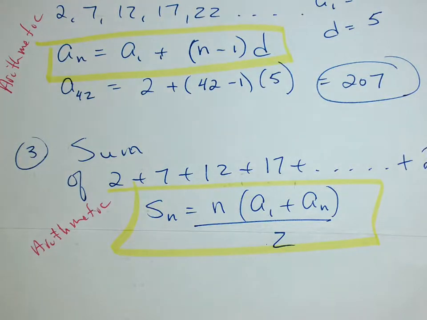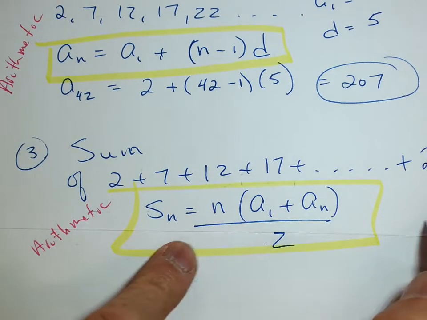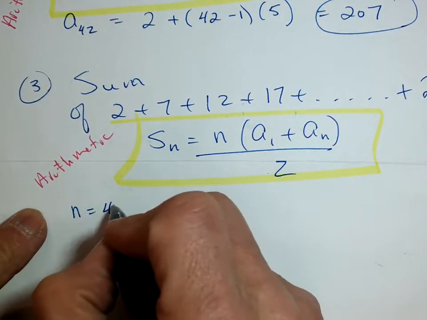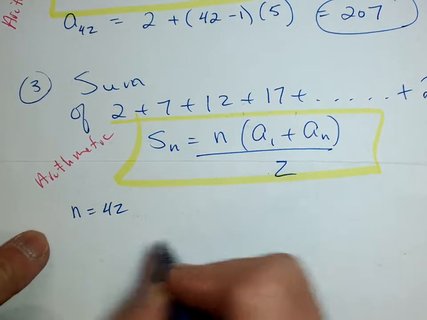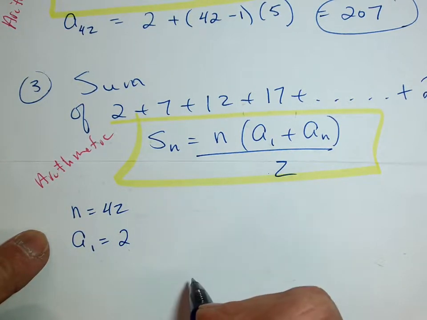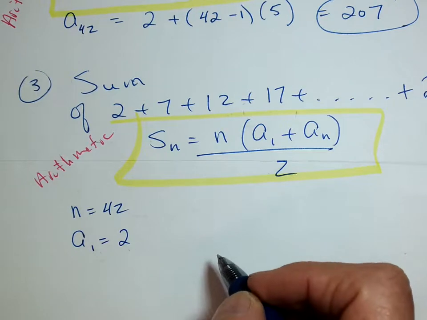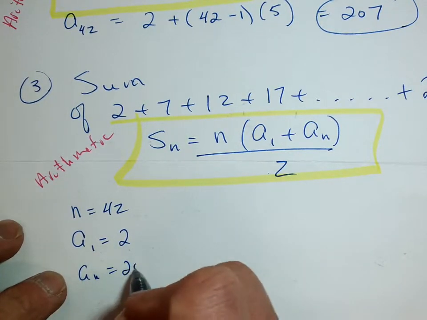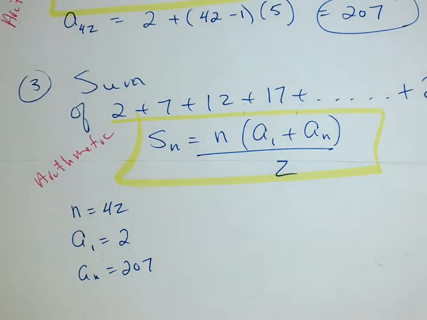So let's do this. First of all, I know n. In this example, n is 42, because there are 42 terms. a1, the first term, is 2. And a of n, the last term, I know that: a of 42 is 207. I just found that one. Okay, so let's plug things in where they go.